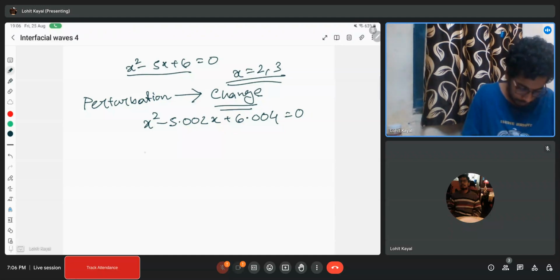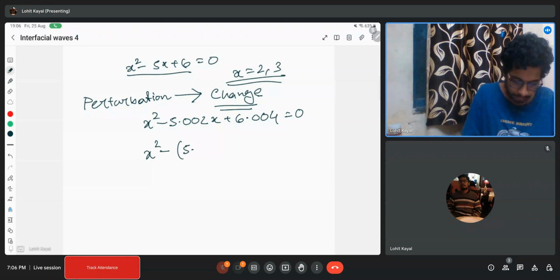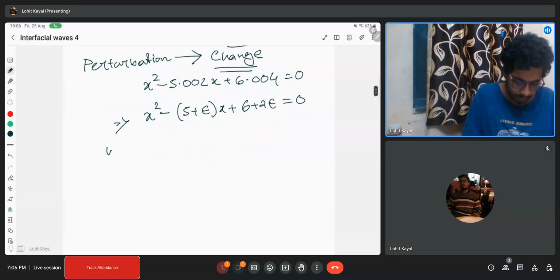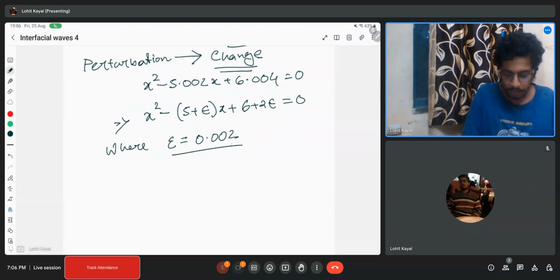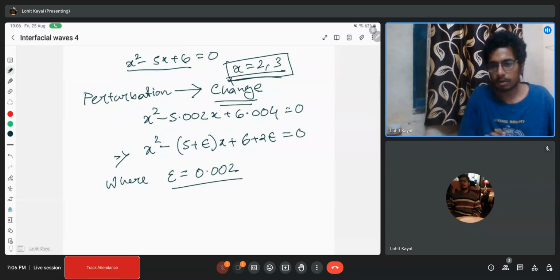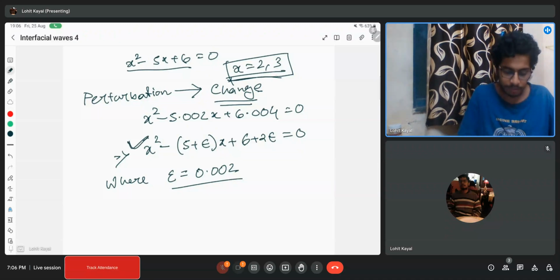We can write this in this way: x square minus (5 plus epsilon) x plus (6 plus 2 epsilon) equal to 0, where epsilon equal to 0.002. Now you are told to solve this using the known solution. You already know the solution for x square minus 5x plus 6 equal to 0, and you are told to find the solution for this equation using this 2 and 3. These two are your solution. Okay, so let's try to do that.